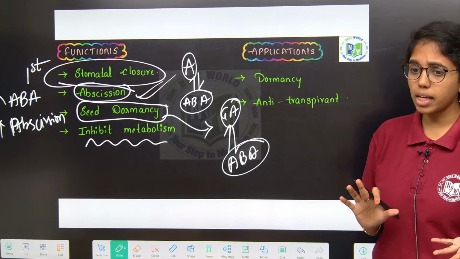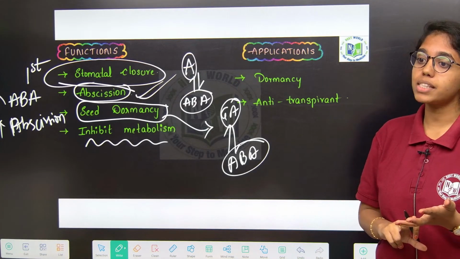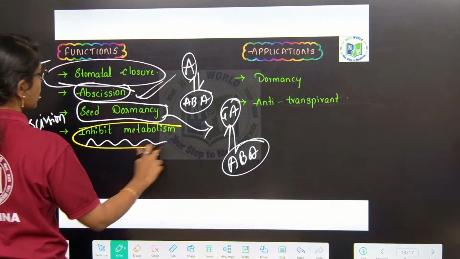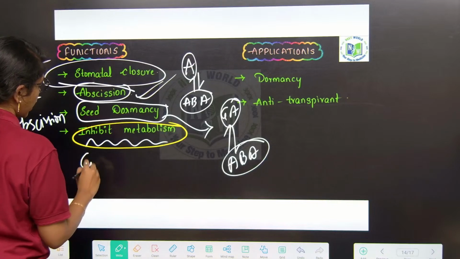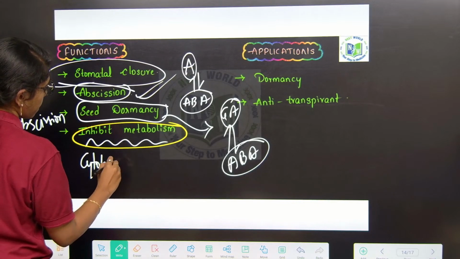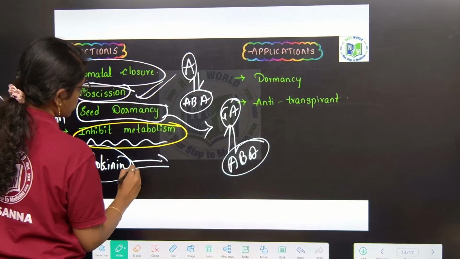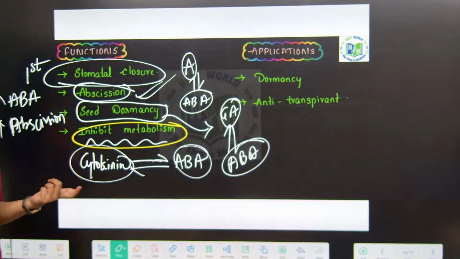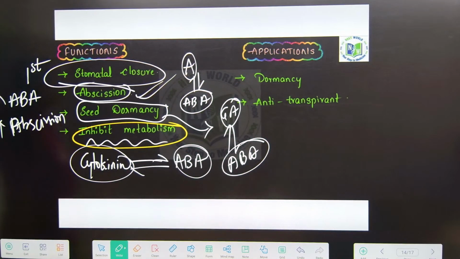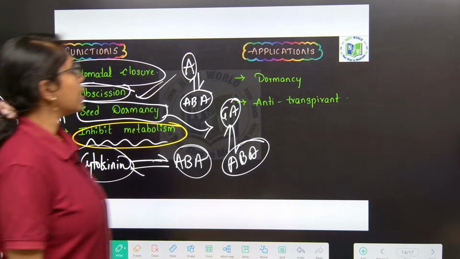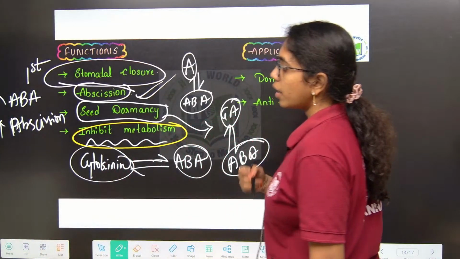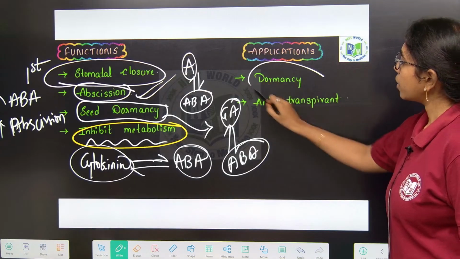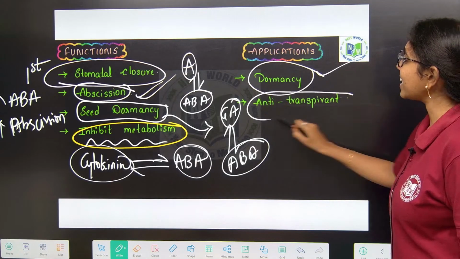The more cytokinins are produced, the more nutrient mobilization will be there. With respect to metabolism, cytokinin is antagonistic to what? ABA. More nutrient mobilization in the presence of a high amount of cytokinin. Next, applications. If you apply abscisic acid, it will promote what? Seed dormancy, and this is an anti-transpirant.